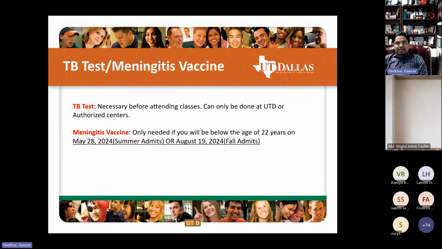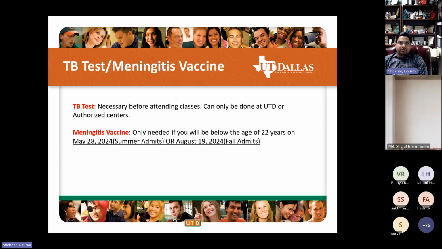Okay, TB test and the meningitis vaccine, these are the two holds that you may have. Specifically for TB tests, this is mostly meant for our international students. You need to get a TB test done before you start classes. By state law, you need your TB test hold removed before you enter your classes. You cannot do this test outside of the US.